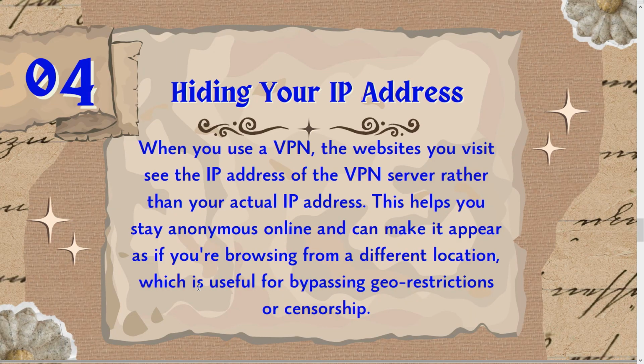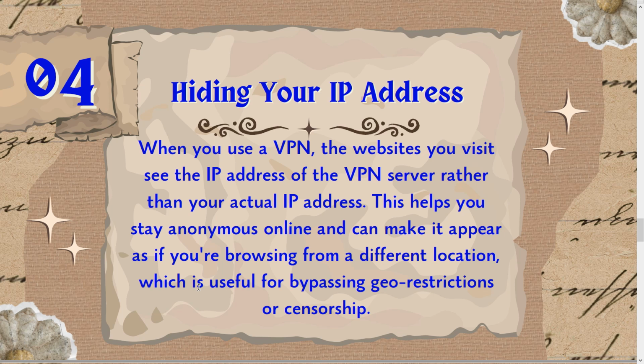So the other function of VPN is hiding your IP address. When you use a VPN, the website you visit sees the IP address of the VPN server rather than your actual IP address. Remember, your ISP gives you a public IP so that you're able to access the internet. What the VPN client does is give you a new IP that is given by the VPN server of the country you're accessing from. So your actual IP is never seen.